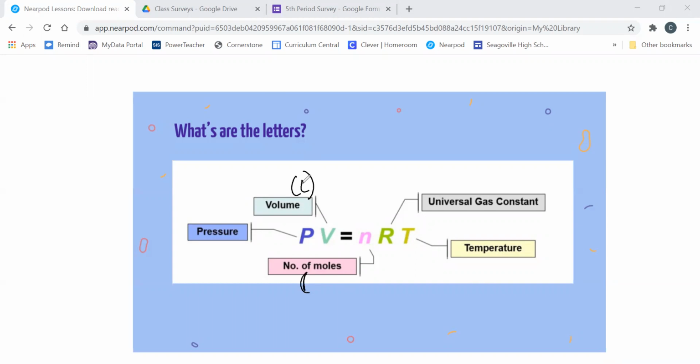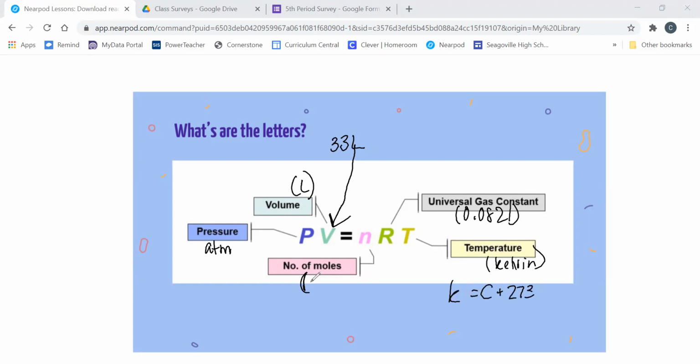So whenever you see liters, let's say the question says 33 liters, obviously it's gonna go inside the V. If something says atmospheres, whatever number says atmospheres at the end, you're gonna plug it in P. The universal gas constant is always the same number, 0.0821. Temperature is gonna be in Kelvin. And I'm gonna write the equation again.